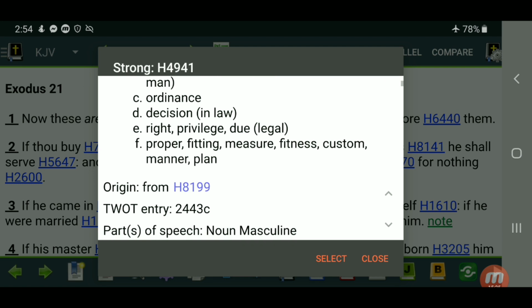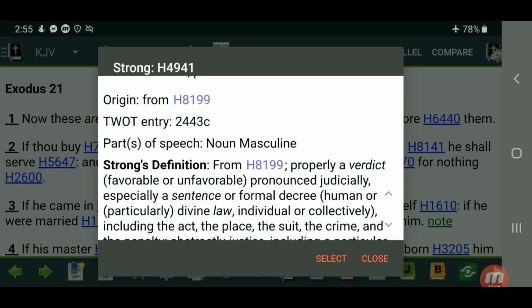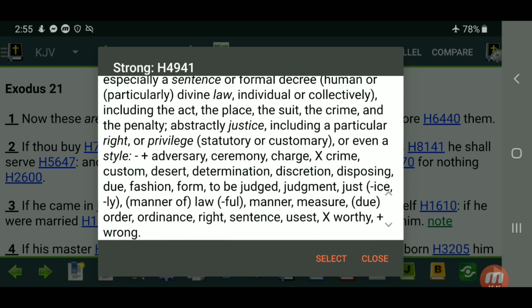Let's go down here. A right, privilege, due, decision, legal matters, properly a verdict, favorable or unfavorable, pronounced judicially, especially a sentence or formal decree, human or particularly divine law, individual or collectively, including the act, the place, the suit, the crime, and the penalty, abstractly justice, including a particular right or privilege, statutory or customary, or even a style.